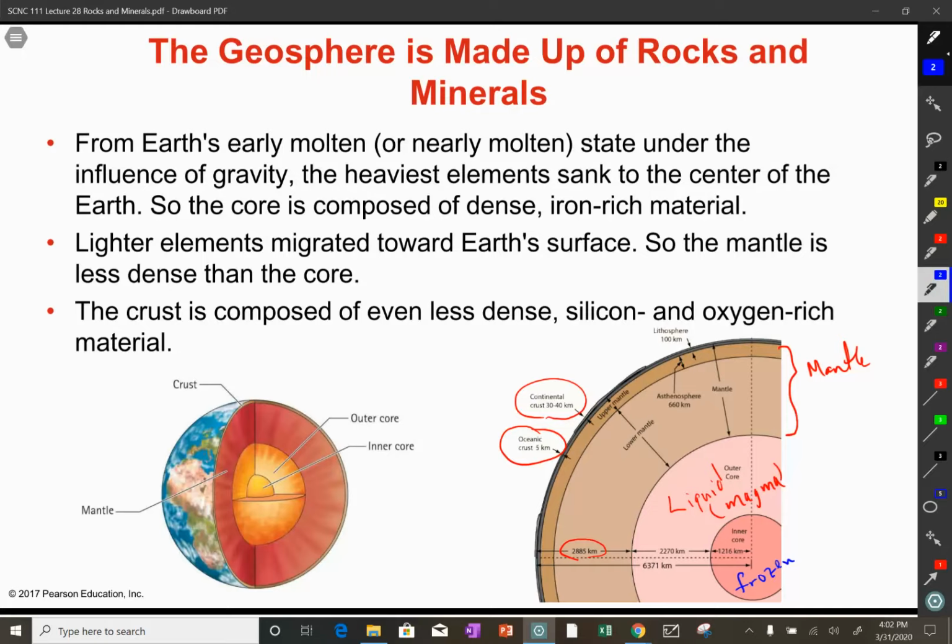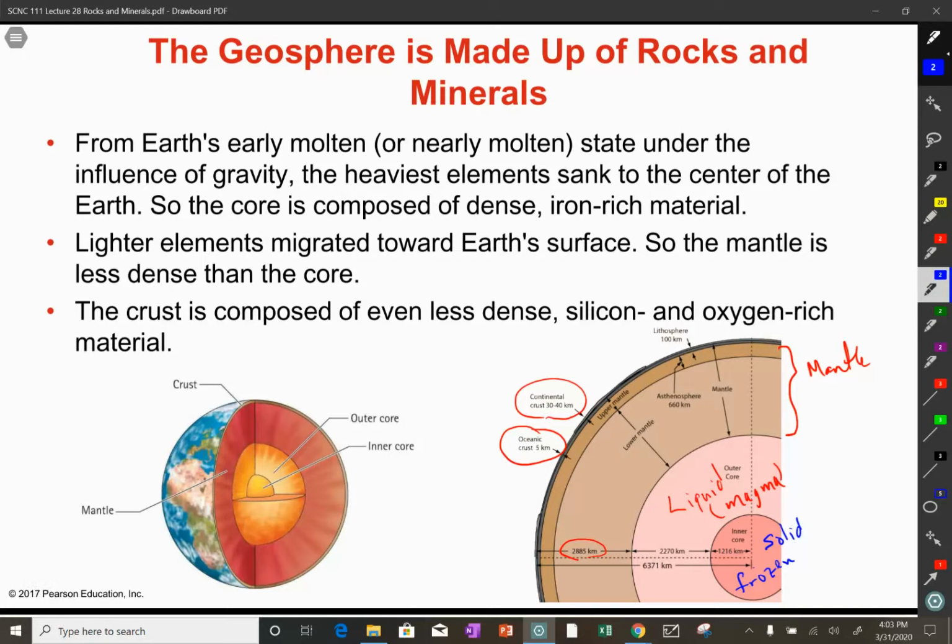In fact, it's super hot there in the inner core, but the pressure is so high that it forces it to form a solid. So that solid inner core is the center part of the earth. So we have the inner core, the outer core, the mantle, the lower and upper mantle, and then the crust. So that's the composition of the earth.